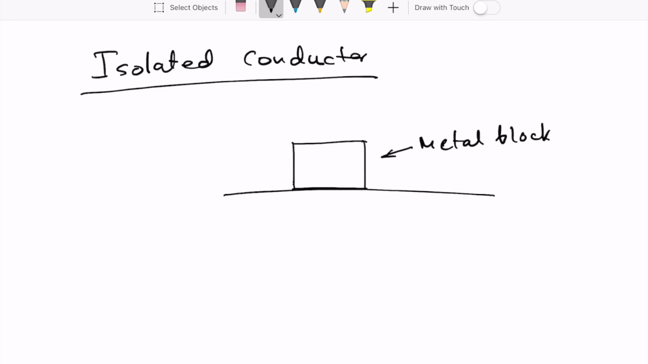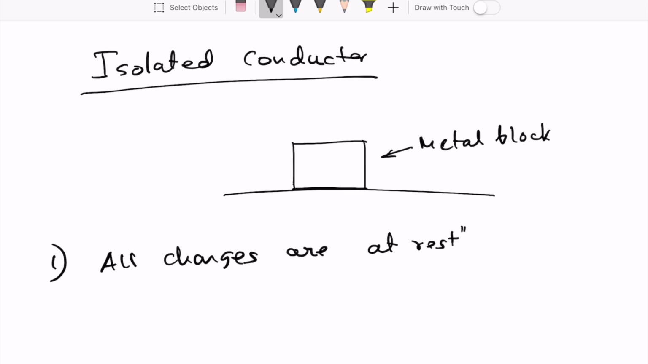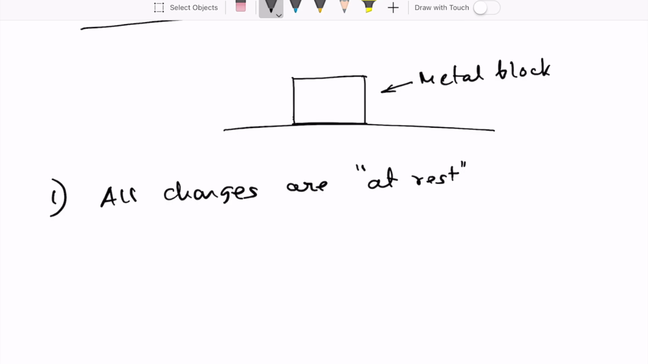All right, now property number one. In a conductor, we know that there are free electrons, right? So in an isolated conductor, we say that all charges are at rest. And I'll just qualify this statement, at rest, a little bit. What that means is that there is no large scale motion of the free electrons. They're not moving in any particular direction.